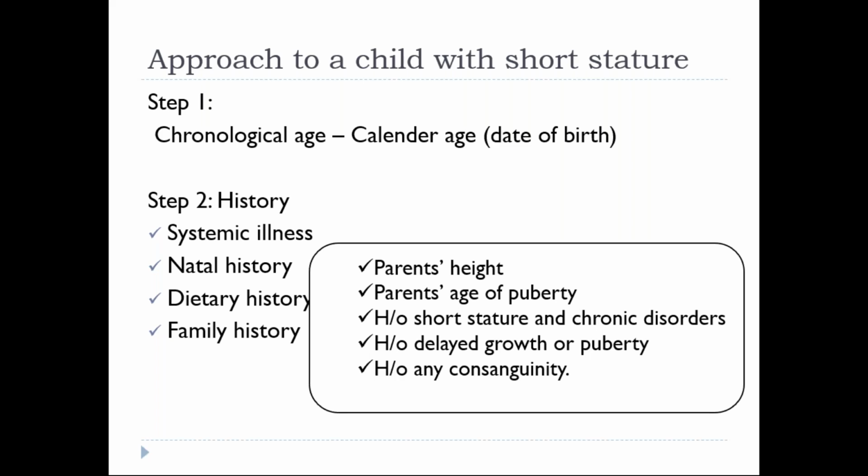That's why he's short. So history of delayed puberty or growth, or history of any consanguinity for any genetic or metabolic disorders, right? Okay, so we'll go ahead, I think. Yeah. So this was the approach. We'll go further in the approach.